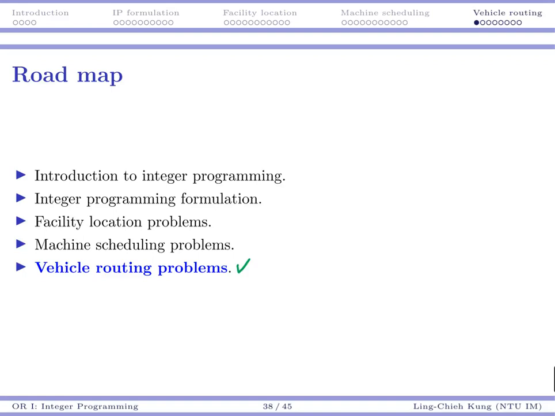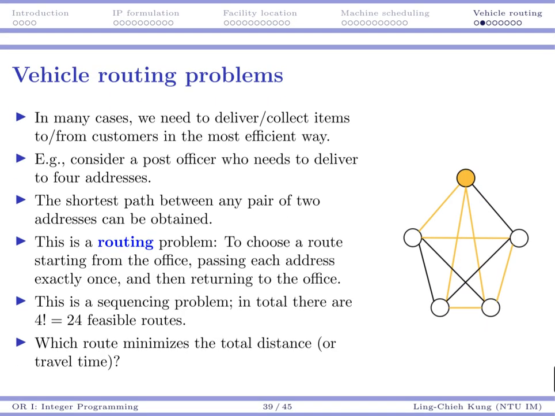So the last category, or the last application that we want to introduce, is called vehicle routing problems. So let's see what this is. In many cases, what we need to do is to deliver or to collect items to or from customers in the most efficient way. You may imagine post officers or those deliverers that need to ship packages or mails to all the customers.